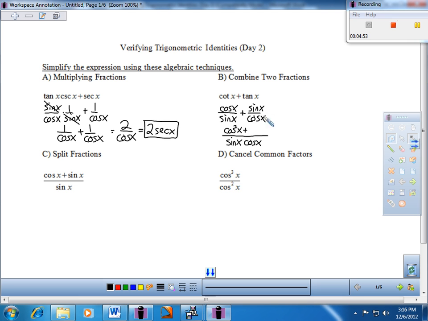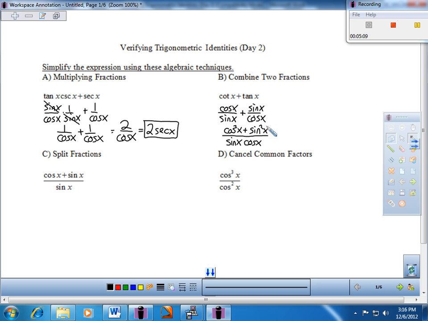Same thing. How did I change the original denominator to the new and improved? And I'm hoping you would all agree that I multiplied this by sine of x. So I have to multiply the top by sine of x. Sine times sine, of course, is sine squared. Wonderful. That's putting two fractions together.